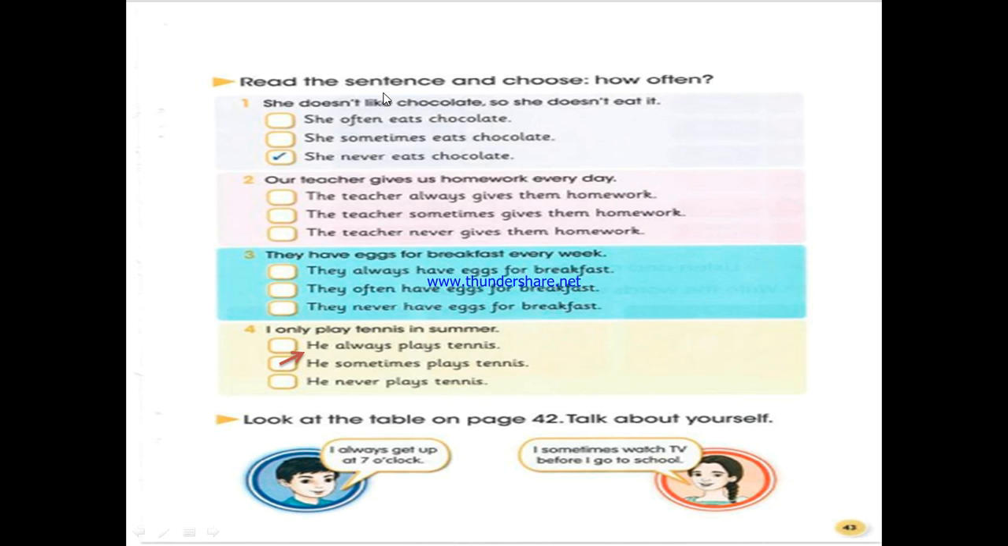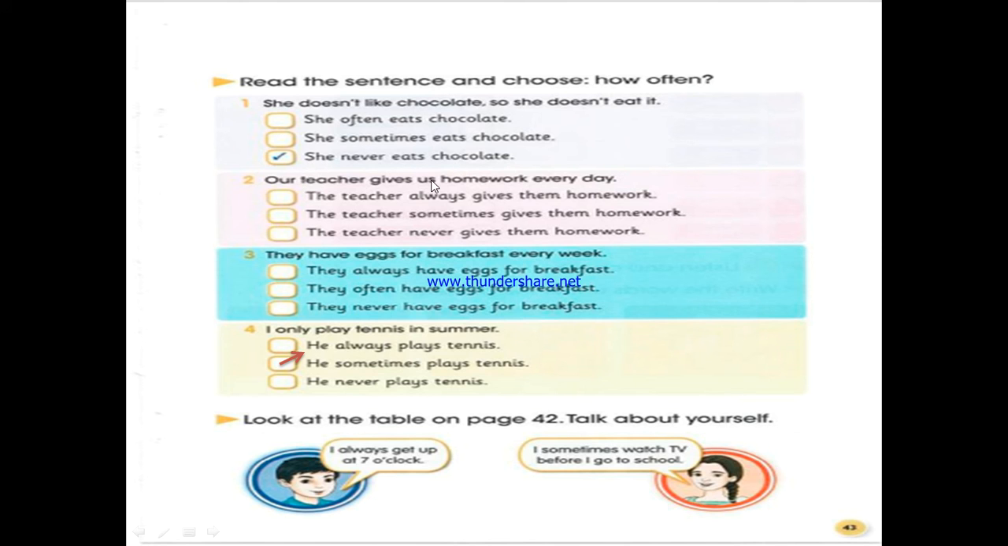Yes, now read the sentences and choose how often. Okay, how often do you, and we will answer here. She doesn't like chocolate, so she doesn't eat it. Okay, she never eats chocolate.